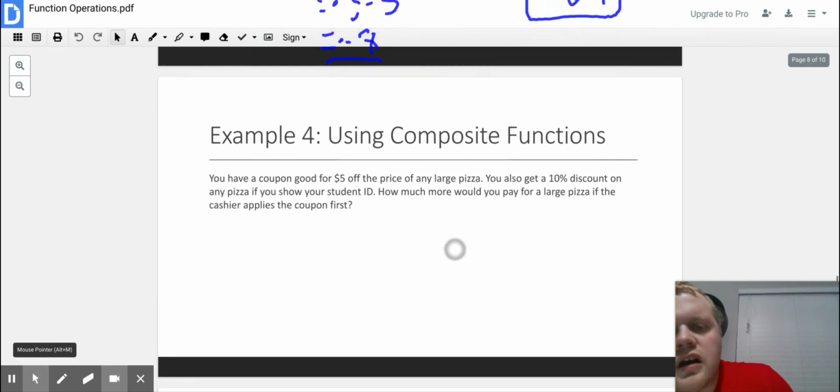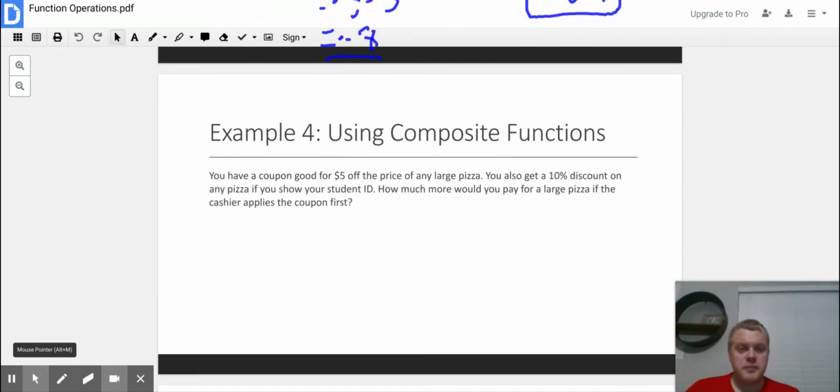All right. Next example here. Using composite functions. So you have a coupon good for $5 off the price of any large pizza. You get a $10 discount on any pizza if you show your student ID. How much more would you pay for a large pizza if the cashier applies the coupon first?